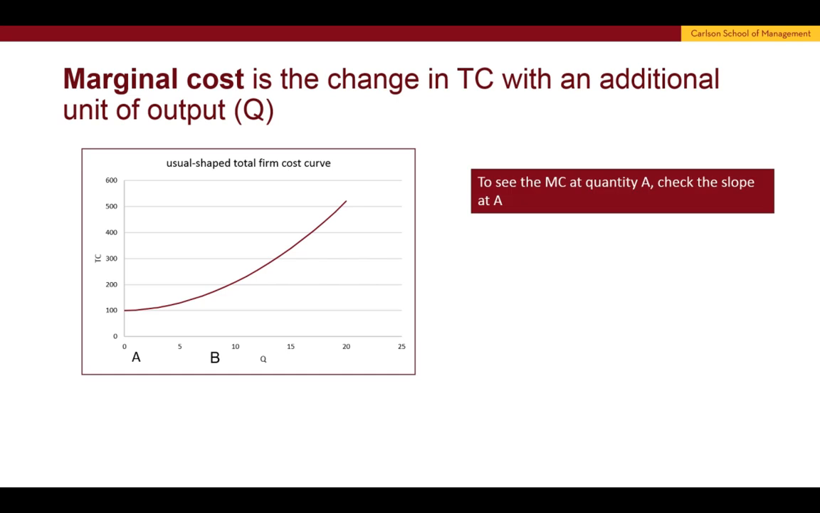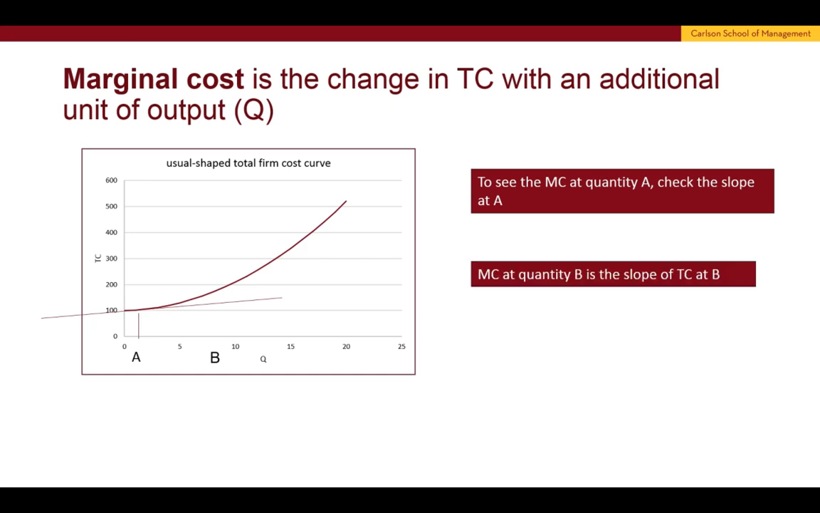So if you want to see marginal cost at quantity A, what you want to look at is the slope of the total cost curve at A, because marginal cost is the change in total cost with an additional unit of output. So we could draw a line up from A to the total cost curve and then ask, hey, what's the slope of the total cost curve at that point? And I'm trying to illustrate that slope with this long tangent line.